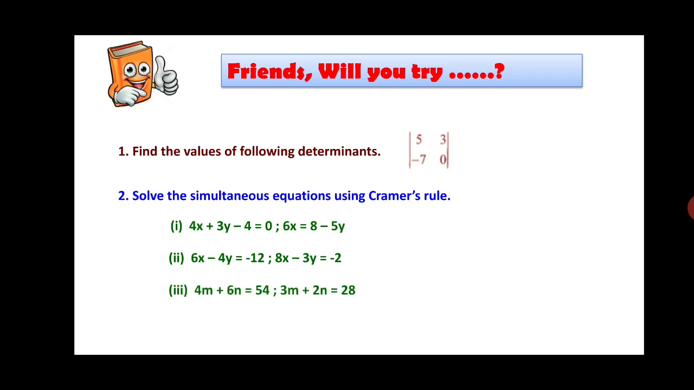4m plus 6n is equal to 54 and 3m plus 2n is equal to 28. These are also in standard form. So try these problems on your own.